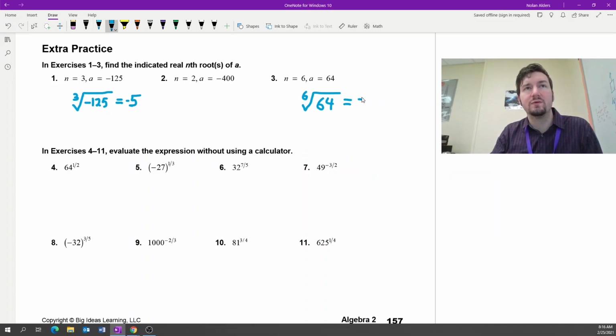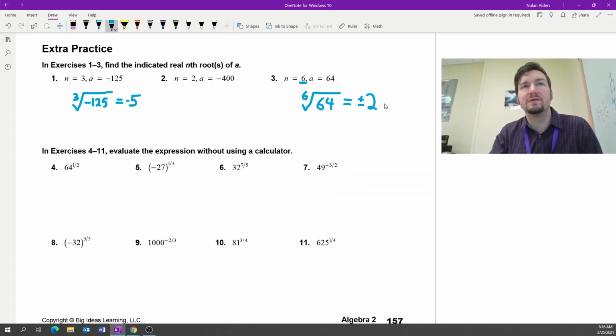So this is an important rule. Whenever you have an even n, then you're going to get a positive and a negative answer. Think of when you take the square root of 100. You get positive 10, because 10 times 10 is 100, but also could be negative 10. Negative 10 times negative 10 is 100. So anytime your n is an even number, then you're going to get two answers, positive or negative.